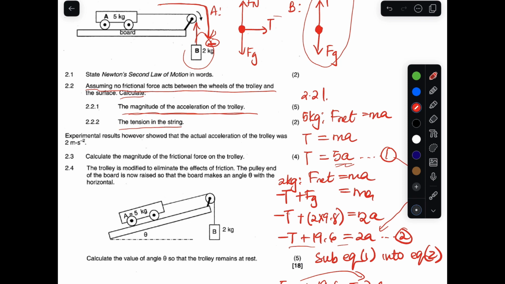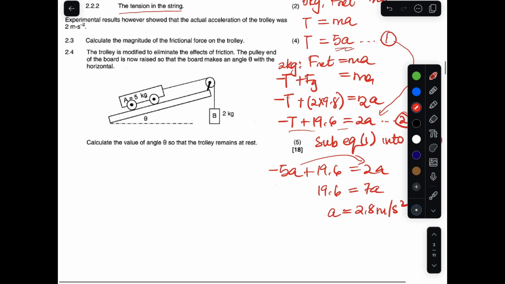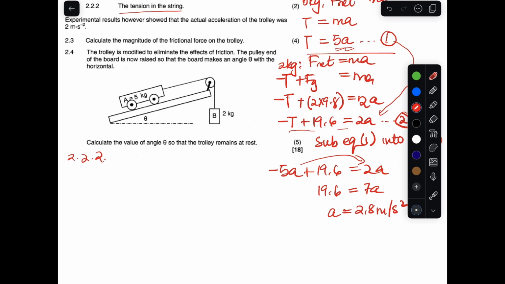Now 2.2.2, we wanted the tension of the string. Whenever we want the tension of the string, guys, we need to get the acceleration. Now that we have the acceleration, we can have the tension. So for the tension, you substitute the acceleration. For 2.2.2, we use the first equation, which is this. So we'll say T is equal to 5A, and then we sub the acceleration, which is 2.8 meter per second square.